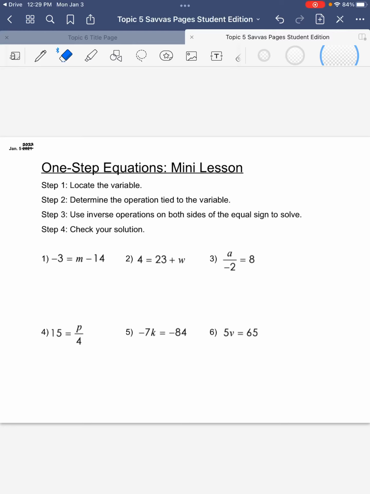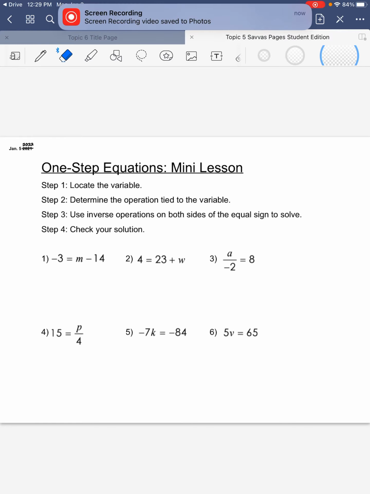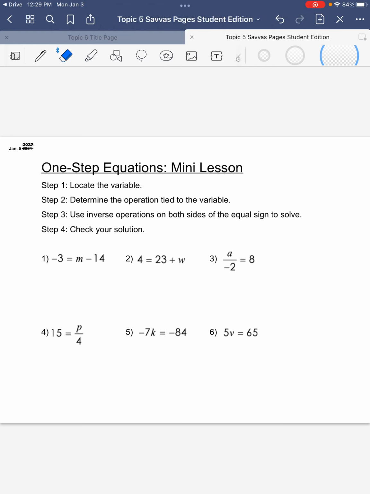Hey y'all, today we're talking about one-step equations. Step 1, you want to locate the variable. Step 2, determine the operation tied to the variable. Step 3, use inverse operations on both sides of the equal sign to solve. That's key right there, on both sides of the equal sign.